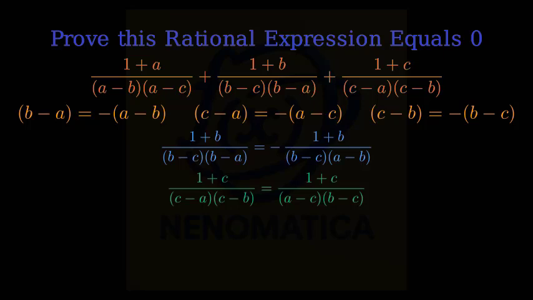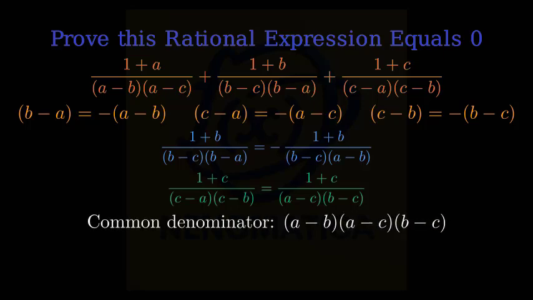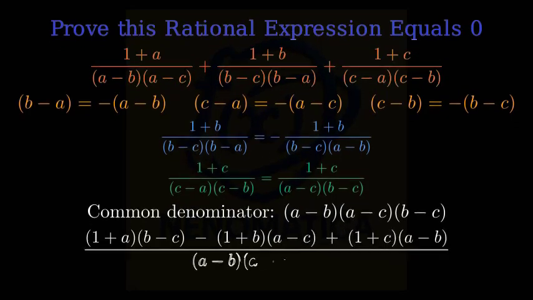Now, we combine all three terms over the common denominator. The common denominator is (a minus b) times (a minus c) times (b minus c). The combined numerator becomes (1 plus a) times (b minus c), minus (1 plus b) times (a minus c), plus (1 plus c) times (a minus b).